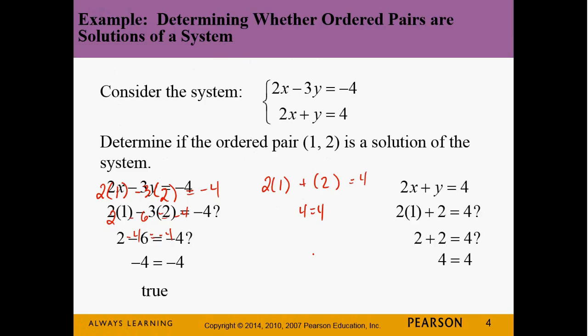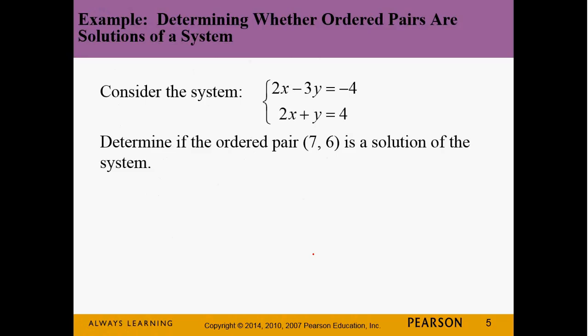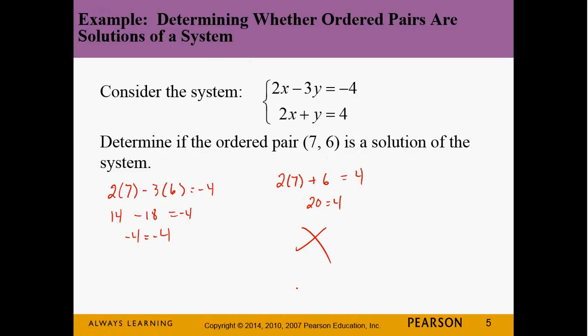Now, what about 7, 6? Two times 7 minus 3 times 6 equals negative 4. 14 minus 18. Negative 4. Well, negative 4 does equal negative 4, so we got to go to the second one. 2 times 7 plus 6 equals... Oh, that one's not looking real promising. 2 times 7 is 14. 14 plus 6 is 20. 20 does not equal 4. Not a solution. Okay?